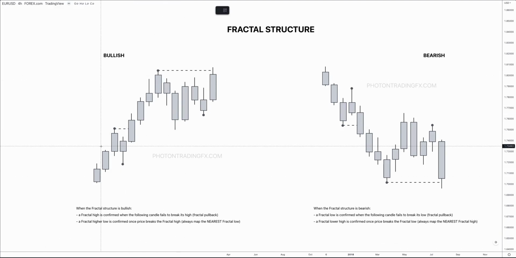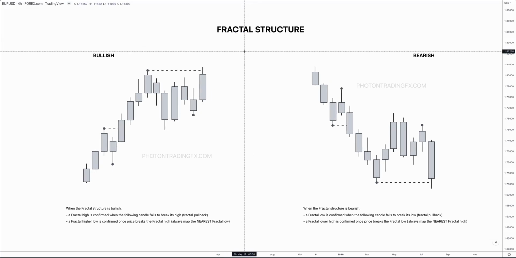The first thing you need to be thinking about when looking at fractal structure is the candle highs in a bullish fractal market. The way that we define if price is moving to the upside and continuing to move to the upside, when purely thinking about fractal structure, is we want to be looking at: does each candle continue to break the previous candle's high?